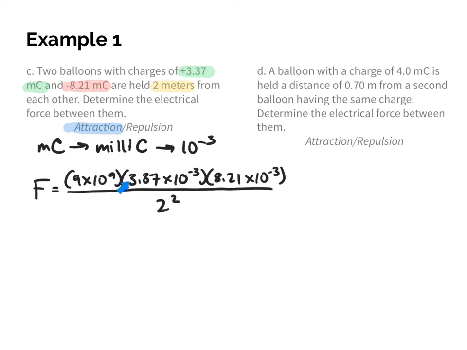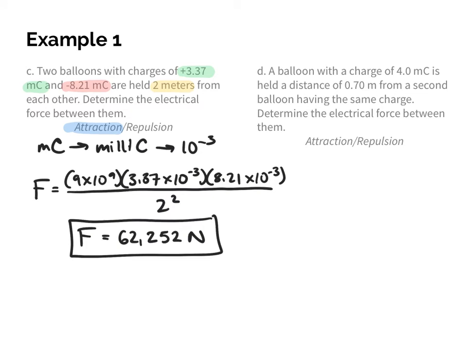I didn't put the positive and the negative here, just because I know from them being positive and negative, I'm going to get a force of attraction. So the sign doesn't really matter. This equation is going to give us the magnitude. And then I have my distance squared. So plugging that all in, I will get a force of attraction of 62,252 newtons. So again, a bigger number. That is because we're dealing with millicoulombs.